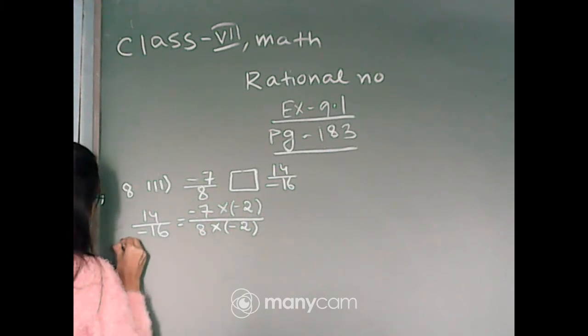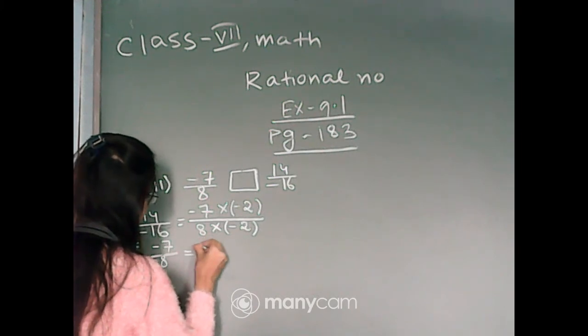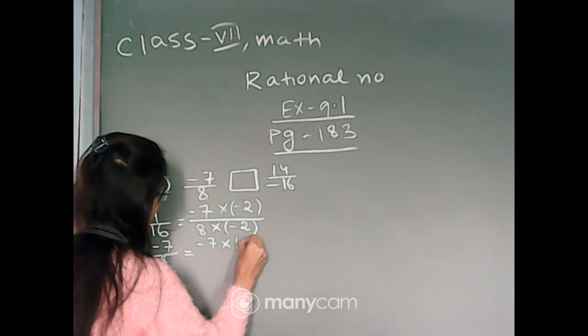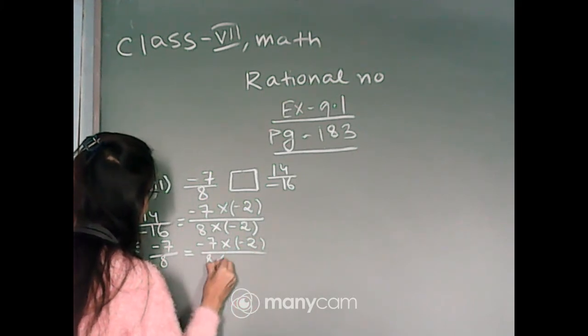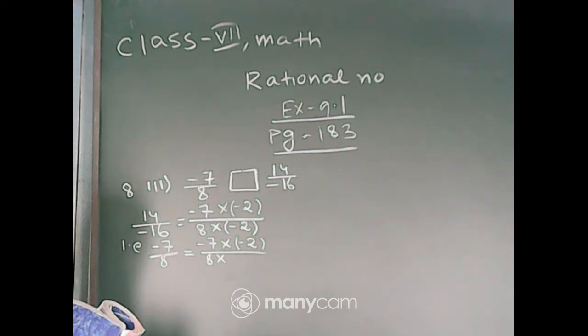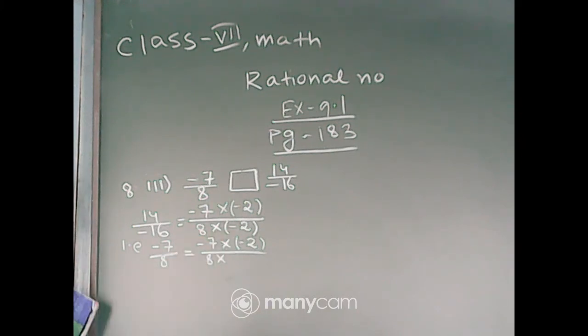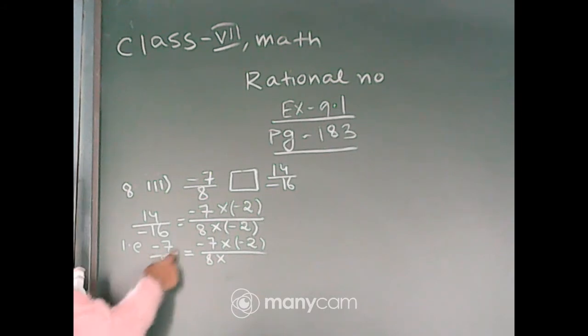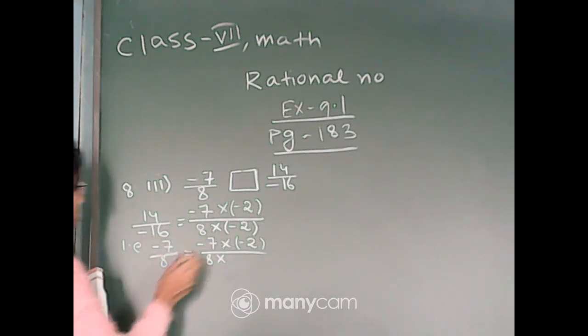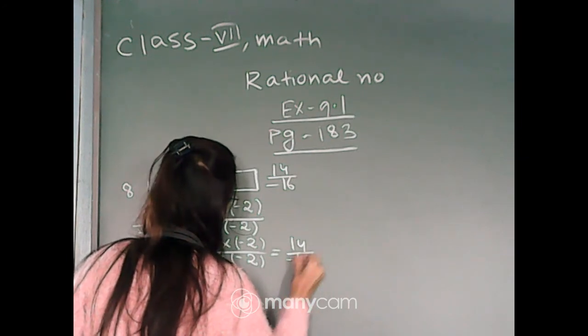That is, minus 7 divided by 8 is equal to, we multiply both the numerator and the denominator of the rational number minus 7 by 8 by minus 2, and we get 14 divided by minus 16.